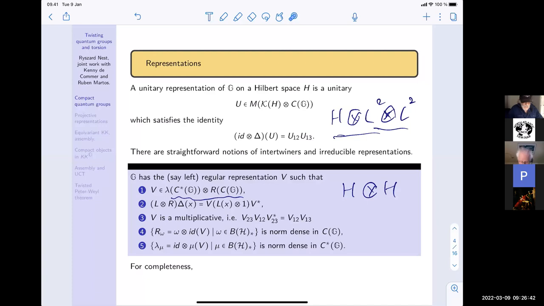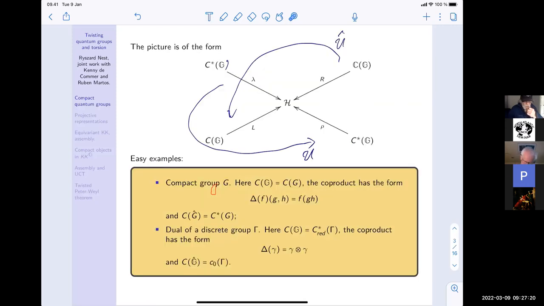The fact that this is a representation, one calls V multiplicative. So this satisfies this identity here. Lambda is the left regular representation, rho is the right regular representation. And R is right regular, and L is left regular. But remember, I have two algebras. I have C star G and C of G. Lambda and rho are for C star G, L and R are for C of G. So left is Greek, right is Latin, capital. Remember this picture here.